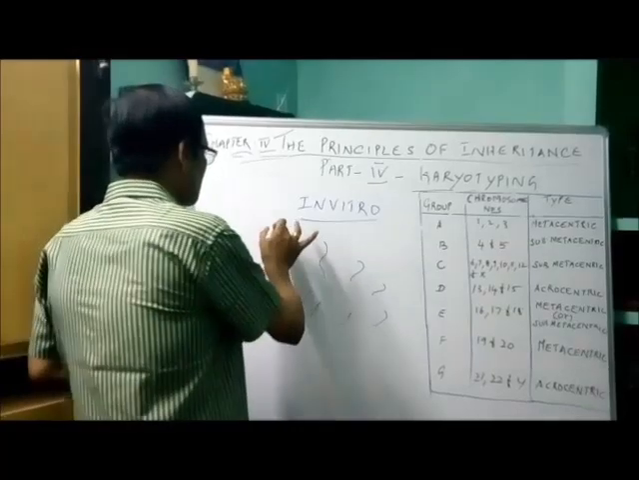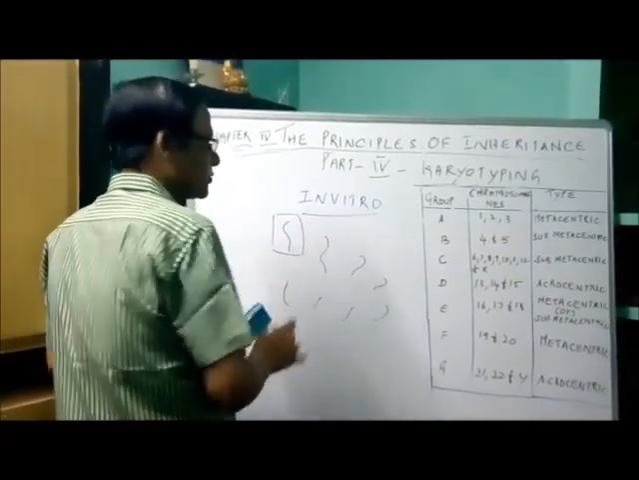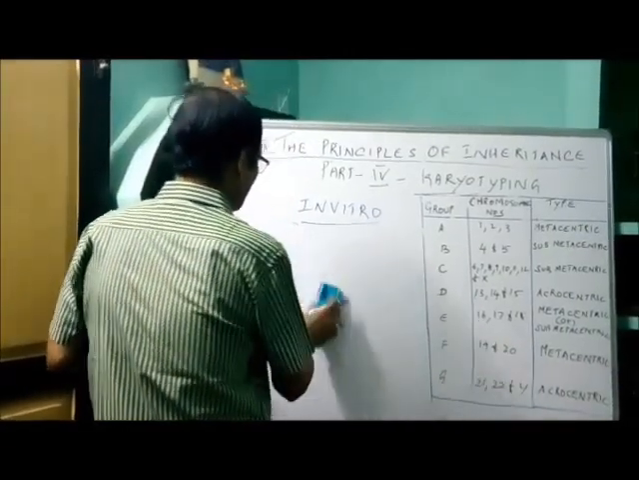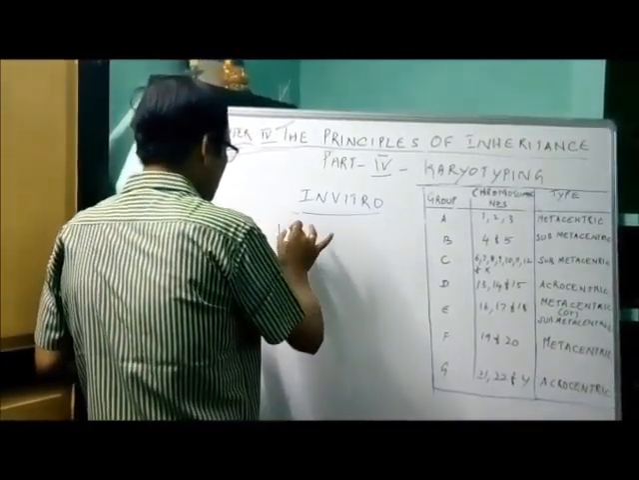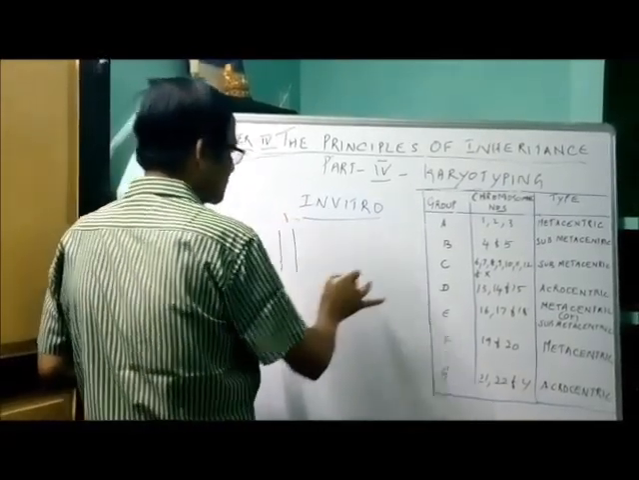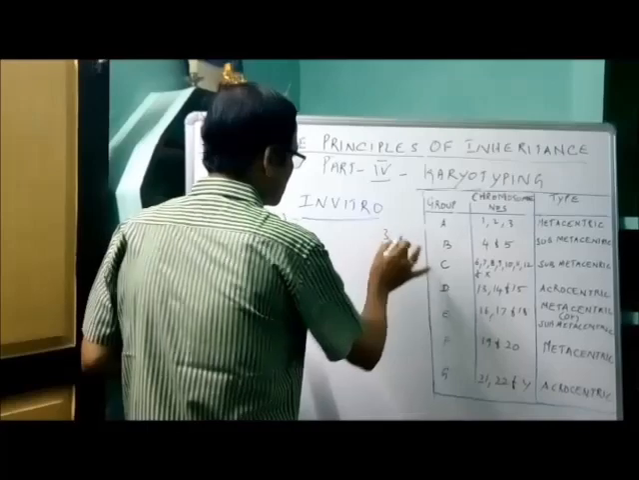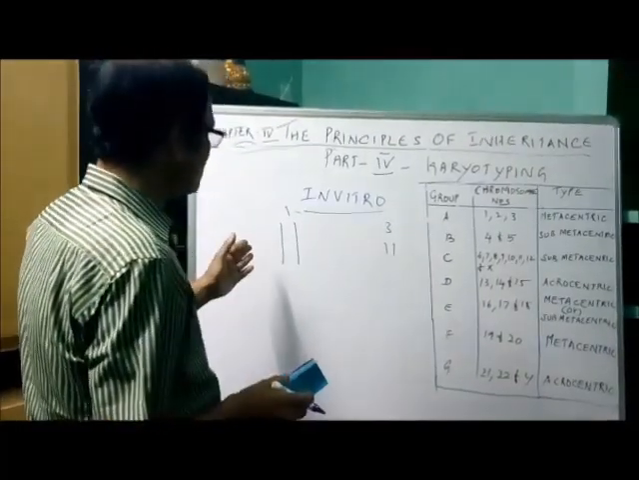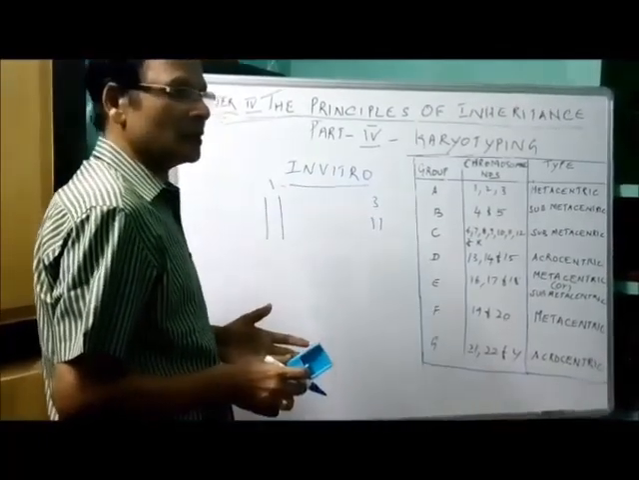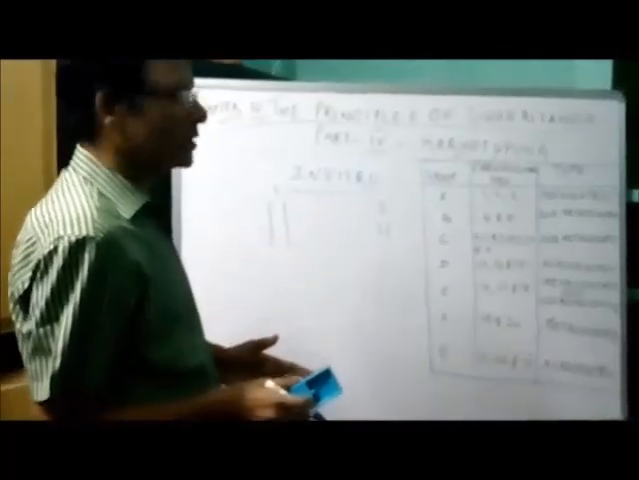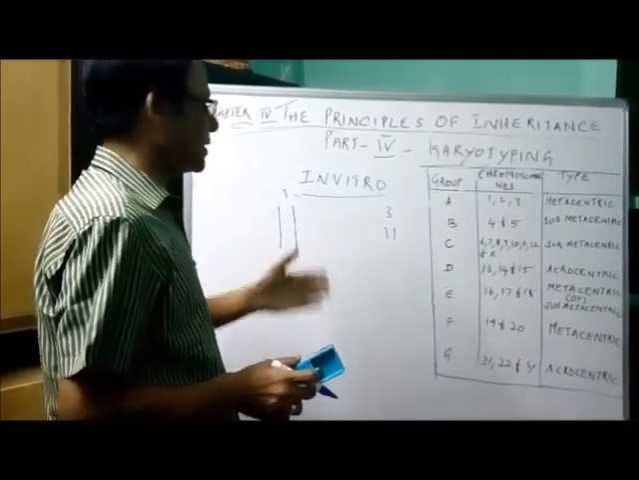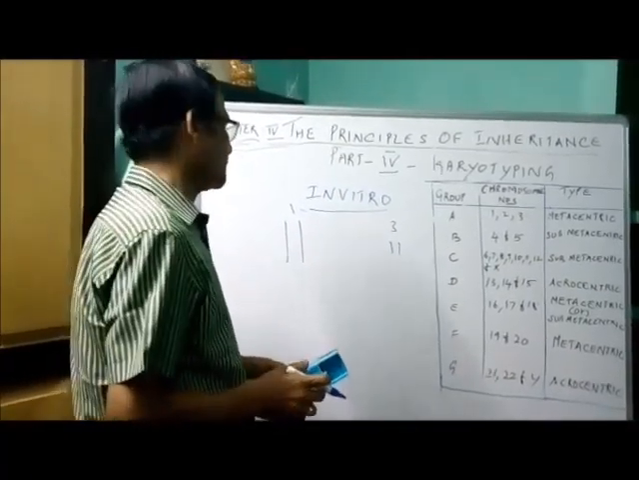Each and every chromosome is cut from the photograph, and they are arranged in pairs like this. The homologous chromosomes are arranged in pairs. Suppose this is the first chromosome, maybe this is the third chromosome. So the similar chromosomes are cut off and arranged as homologous pairs. Then another photograph is taken that will represent the ideogram. This is the method normally adopted in making karyotyping.